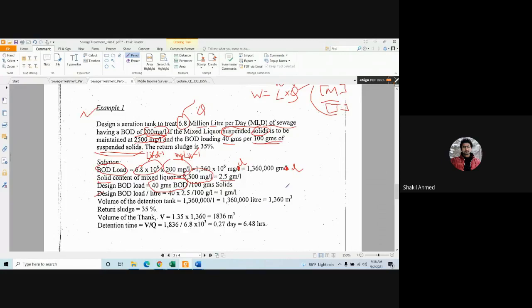Think like this: 100 gram solid contains 40 gram BOD. It's given that 100 gram solid contains 40 grams BOD.